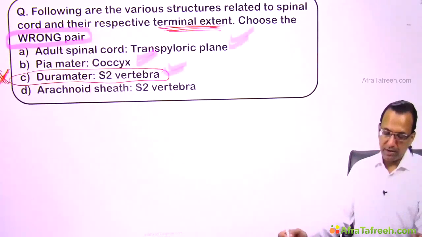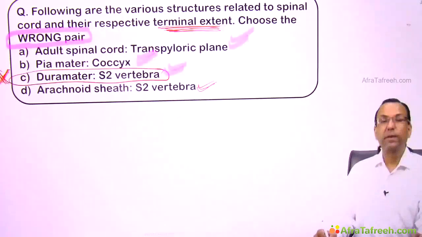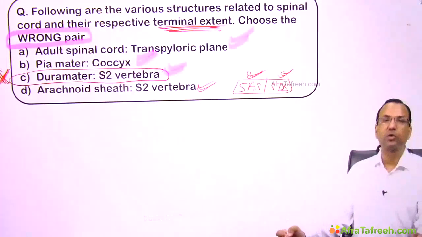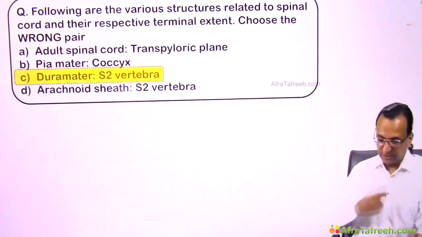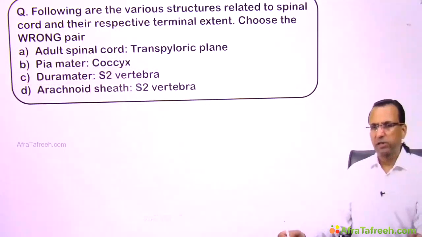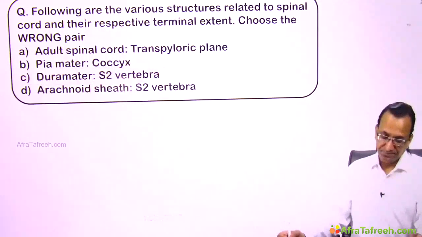So what about choice number D then? That you know, arachnoid sheath and subarachnoid space and subdural space, they all stop here. So subarachnoid space, subdural space and arachnoid sheath, they all stop at S2 vertebra. Yes. So our answer is choice number C. Yes, it is, because dura mater may be converging at S2 vertebra, but it will reach the coccyx bone and fuse with the coccyx bone.